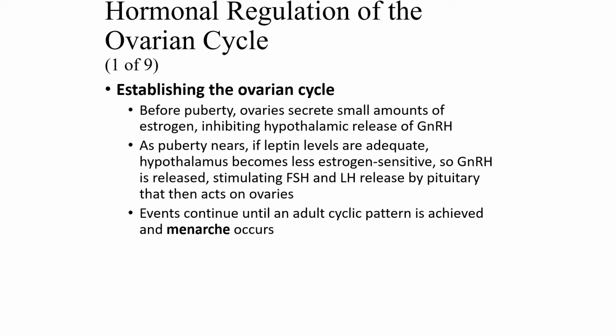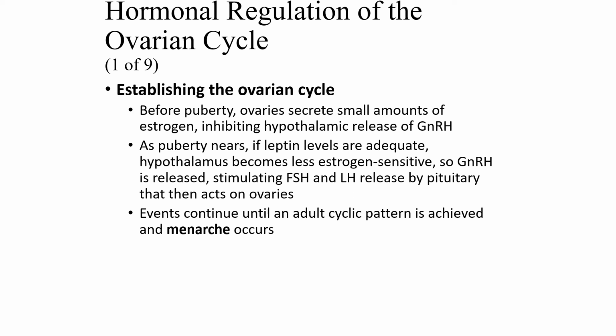So when we look at this, before puberty, there's going to be a little bit of estrogen for females, mainly just to inhibit the release of gonadotropin releasing hormone. But when puberty starts getting close and the leptin levels are adequate, then the hypothalamus is going to become less sensitive to estrogen, and gonadotropin releasing hormone is released. And remember, that's from the hypothalamus, and that's going to stimulate the anterior pituitary to release follicle stimulating hormone and luteinizing hormone. And then these are going to work on the ovaries.